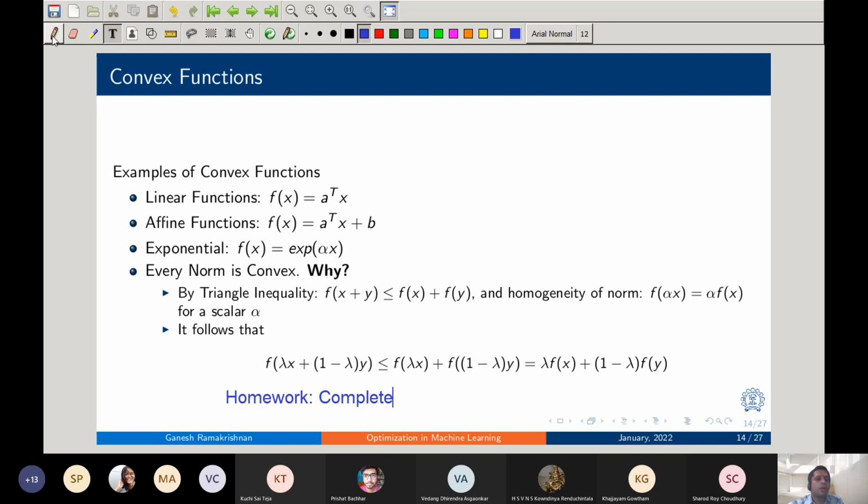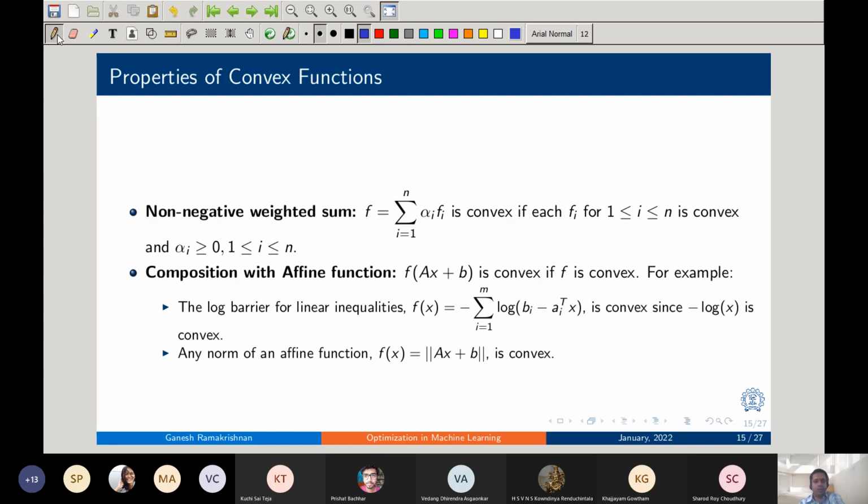Let's move on. Other properties of convex functions. Non-negative weighted sum: if the alpha i's are all greater than or equal to 0, then the sum of alpha i f i, where the f i's are each convex, is also convex. Again, the proof should be very simple, basically from first principles. Another very simple statement is that composition with an affine function, f of Ax plus b, is convex if f is convex.